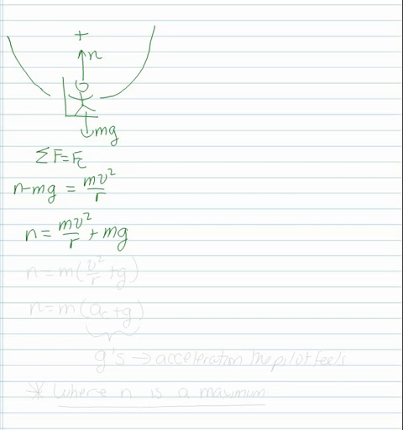This is the actual answer to the problem. If you actually had numbers, you could solve. But let's analyze it a little further to see what it means. So N is, I'm going to factor out an m, v squared over r plus g. Well, the terms in parentheses are both accelerations. In fact, this is centripetal acceleration, and this is the acceleration due to gravity. Make sure you always use positive g in this case. But look what we have. I want to analyze this term.